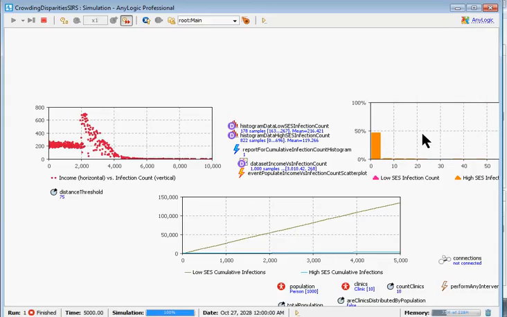Well, it's changed in some interesting ways. So one thing is we still do have, at a broad level, high-income individuals being less vulnerable to infection, and low incomes being more vulnerable. But we also see quite some differences in where the infection is circulating.